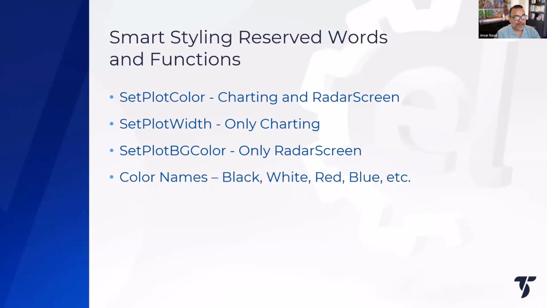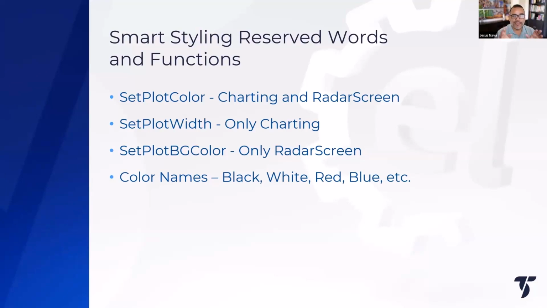Color names. There are some names that are already defined in the EasyLanguage code, and you can use the word right out of the box. And colors like black, white, red, and blue are colors that you can just use the name and EasyLanguage will understand. I believe there is a total of 16 colors that have been predefined in the language, and you can use them just type in the word.